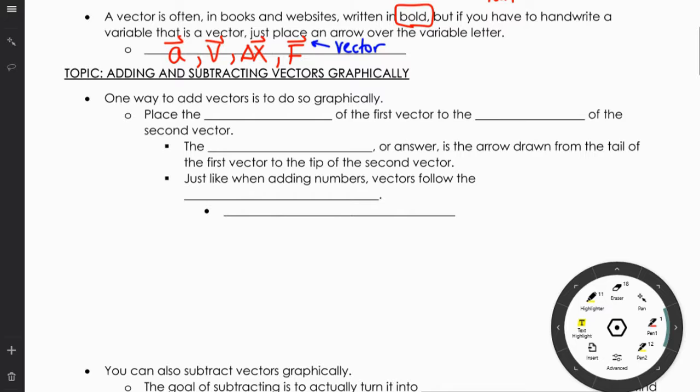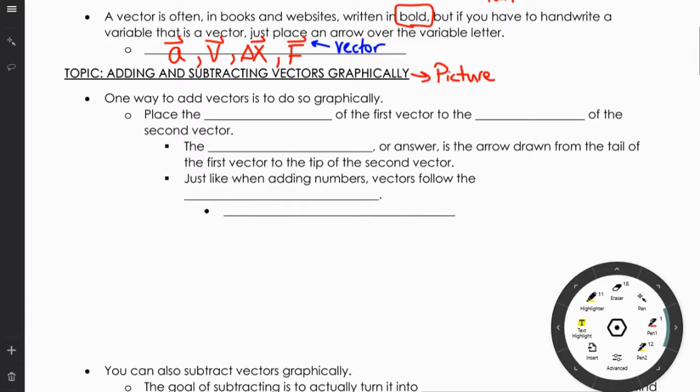Okay. Now the next area here is what happens when we have to add or subtract them graphically. So graphically just means by picture, right? Not necessarily involving the numbers unless it's done on a graph. Then you can see what the components are and so forth. But mostly just overall in picture form.